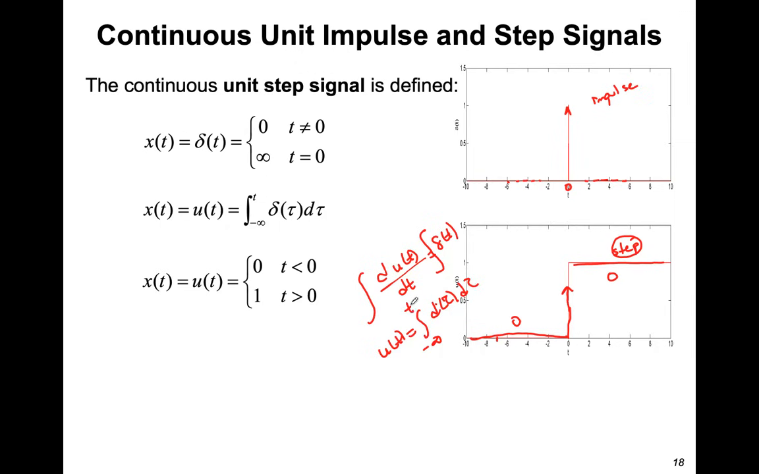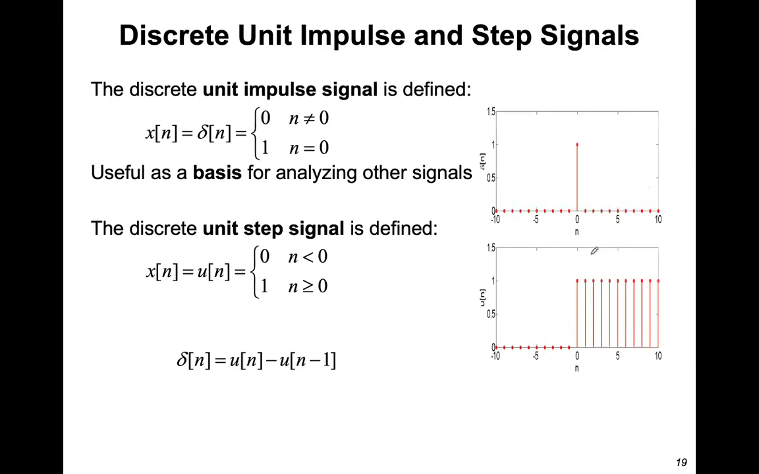Okay, so there is a relationship between these two. If I take the derivative of the step function, I will get impulse. If I take the integral of impulse function, then I will obtain unit step signal. Okay, this is very critical. I hope you understand what's going on. So this was for continuous time signals.